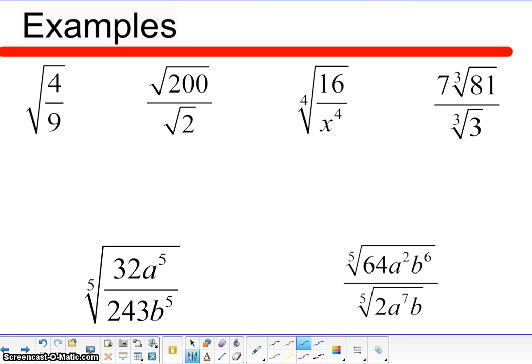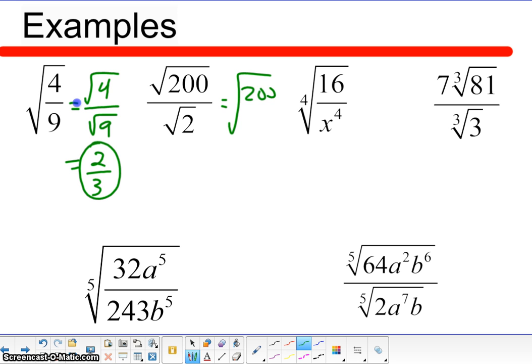For this one, 4/9 is maybe not something that you can simplify. But if you separate it into two different radicals, we know the square root of 4 is 2 and the square root of 9 is 3. So that would be your final answer. On this one, the simplest way is to put them all together.